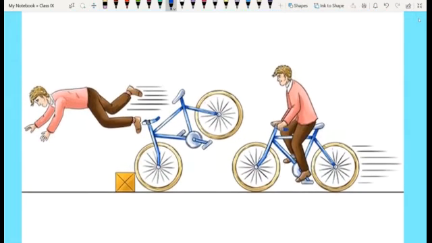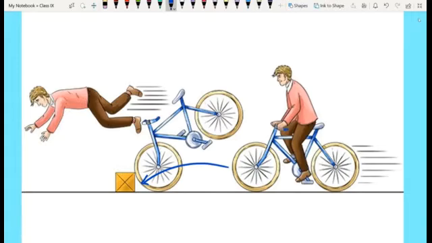Again, this is also an example of it. Suppose any person is riding a bicycle. Suddenly, in the middle of the road, some object comes. Suppose this is an obstacle to that bicycle. What will happen when the bicycle strikes this block? The bicycle will come to rest suddenly, but the person will not.